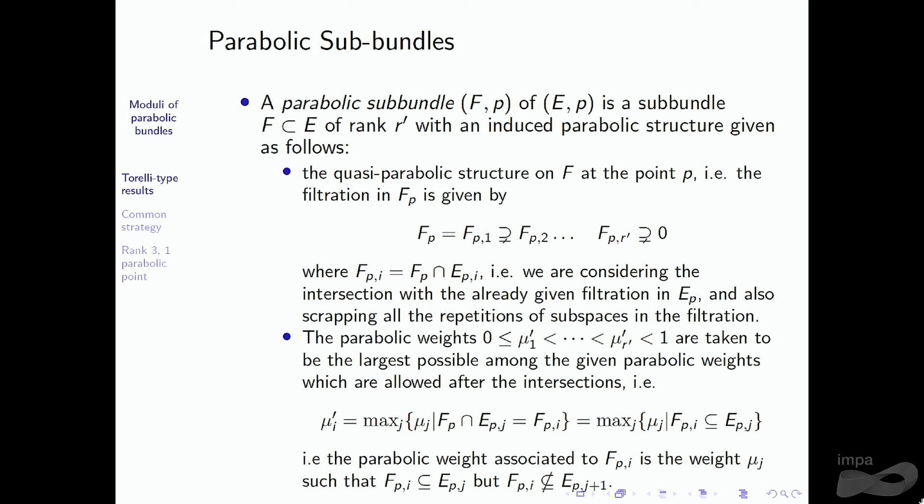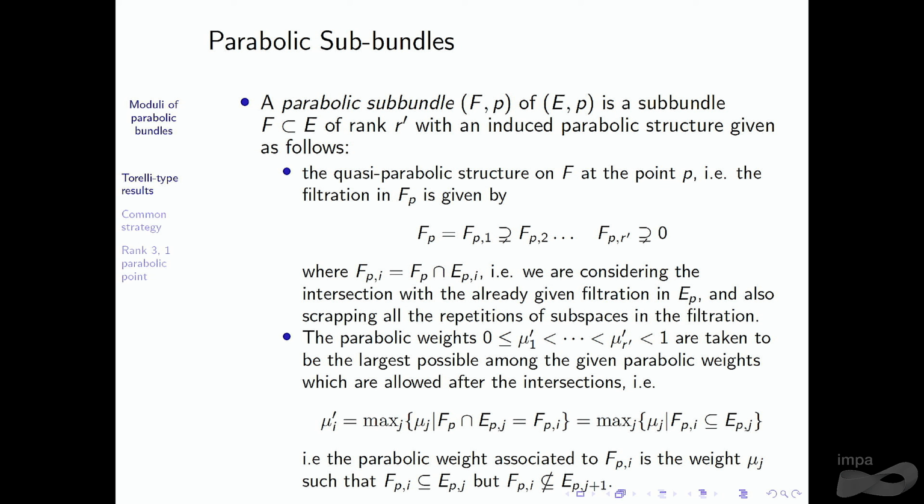So for the subbundle, I have to always make sure that the weights that I choose, yes, this is going to be a subset of the weights that I have for the ambient bundle, but not all of them. It depends on the intersection. Okay, so I look at just the max of the weights for each part of the filtration. Okay, so this will hopefully become more clear once we start doing a little bit of examples.